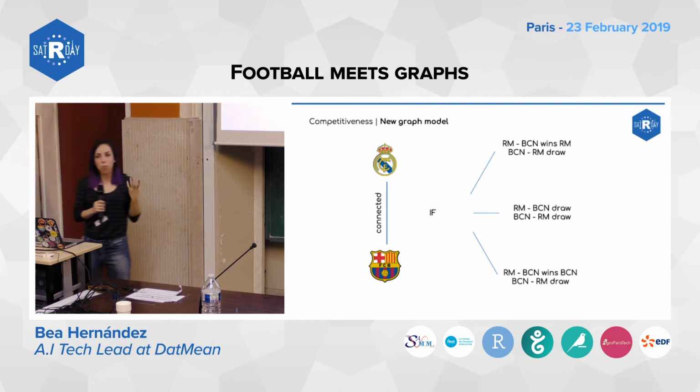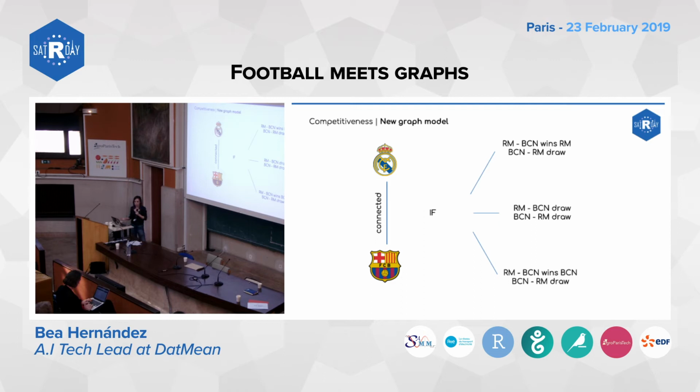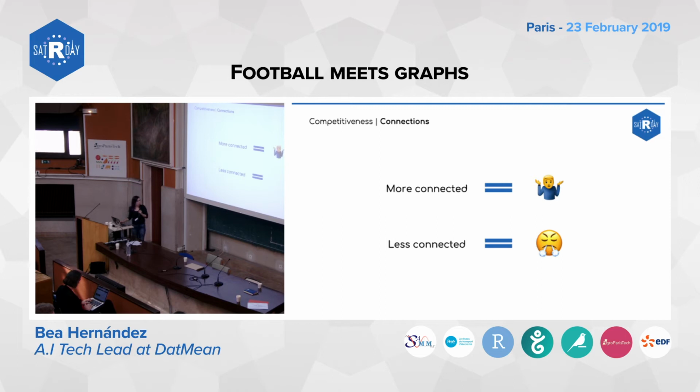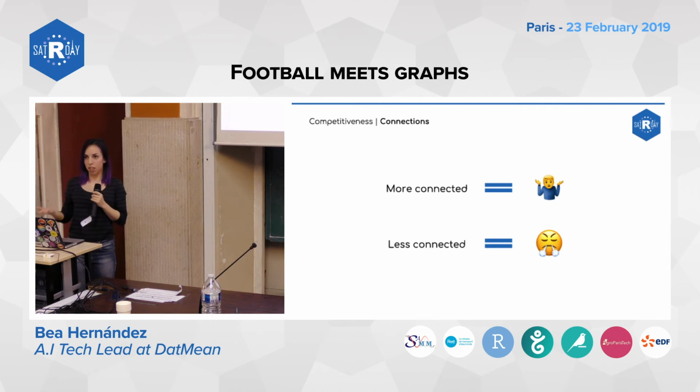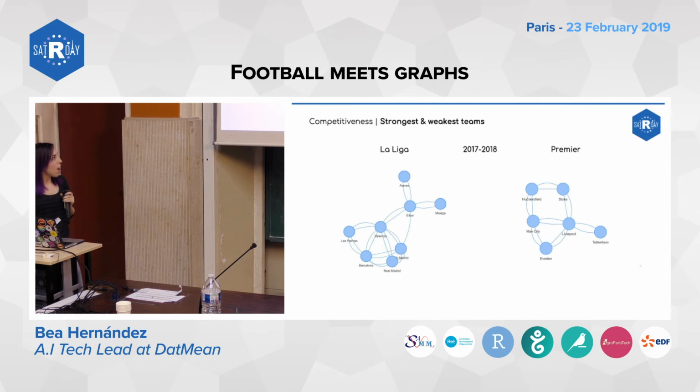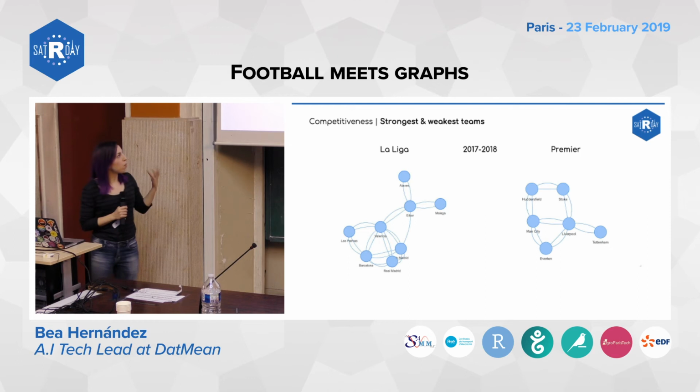So what do we see with this? We see that in both matches, at least there was a draw, or at least there was a win each. Otherwise, you won both matches, and there is no competition in that. So if you are more connected, then there is more uncertainty in both matches. And if you are less connected, then you are winning everything or you are losing everything. So we looked at the data, and we can see that it really is true.